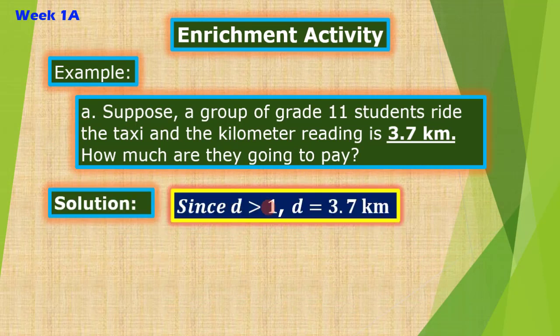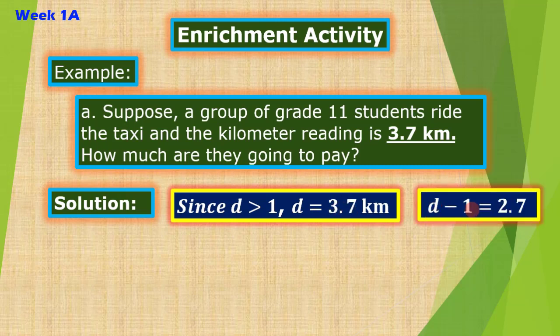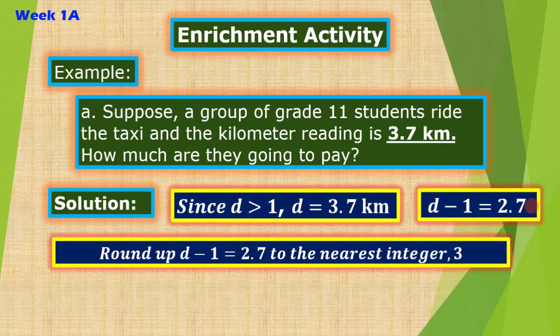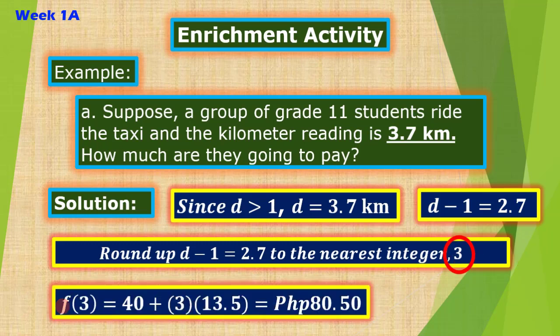Since d is greater than 1, obviously d is 3.7 kilometers. So d minus 1 is 2.7 kilometers, and we have to round it up. Rounding up will give us 3 kilometers. And we substitute d equals 3 in the function. So we have f of 3 equals 40 plus 3 times 13.50, which gives us 80 pesos and 50 cents. Therefore, the grade 11 students having a taxi ride of 3.7 kilometers will pay this amount.